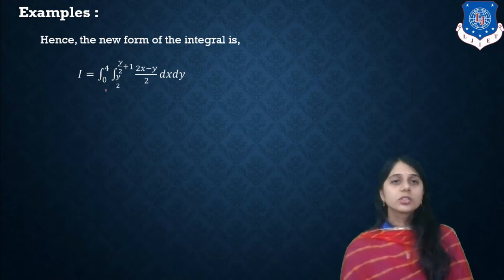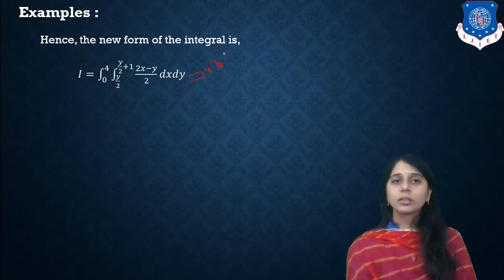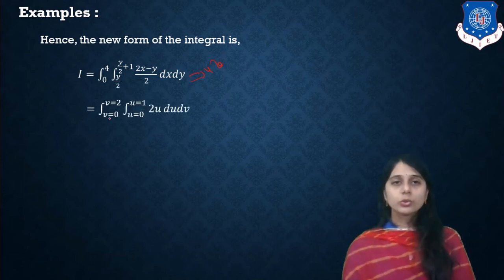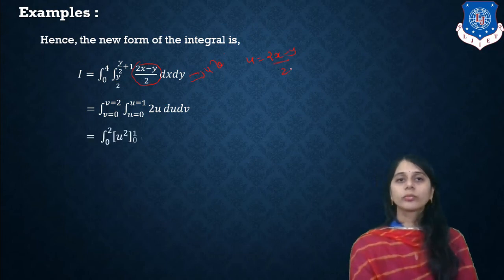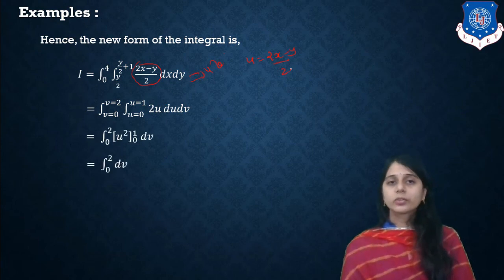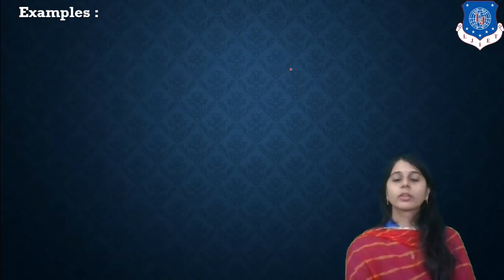So the integration is from 0 to 4, y by 2 to y by 2 plus 1, of (2x minus y) by 2 dx dy. We are converting into UV formation. We get v equal to 0 to 2, u equal to 0 to 1. What is the answer in this case? It is 2u, because u equals (2x minus y) by 2. So we get the integral of 2u, which gives u squared from 0 to 1, dv, and the answer is 2.